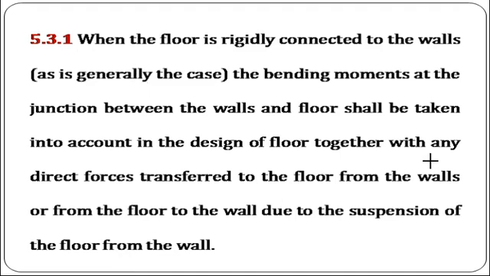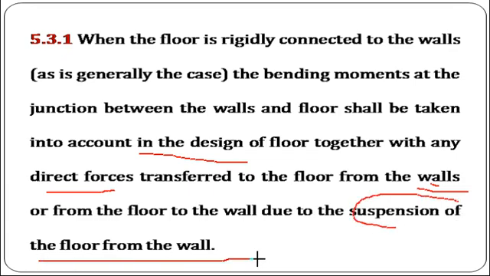5.3.1 says that when the floor is rigidly connected to the wall, as it generally is, the bending moments at the junction between the wall and the floor shall be taken into account in the design of the floor, together with any direct forces transferred to the floor from the wall. Means we have to consider the bending moment effect along with the different forces, direct or indirect, coming from the wall on the floor or from the floor to the wall due to the suspension of the floor from the wall.